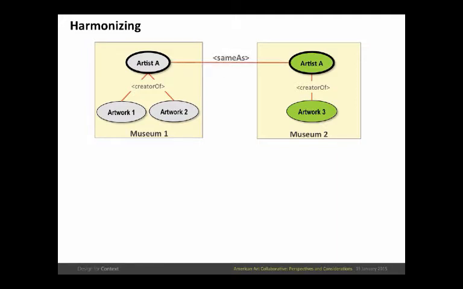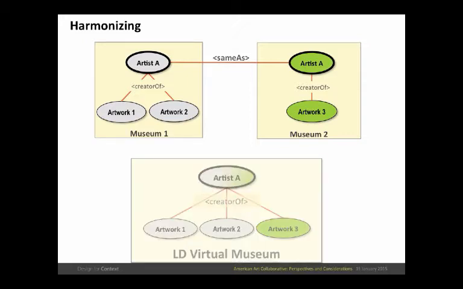But imagine we have two collections of linked data out in the wild. The fact that artist A is the same entity across two museums can actually be very easily bridged by establishing a sameAs predicate between these two equivalent concepts. Now these two graphs are connected to one another, and from the perspective of an end user who might be accessing this data through some sort of linked data virtual museum, the discovery of all three works attributed to that artist is transparent to them.